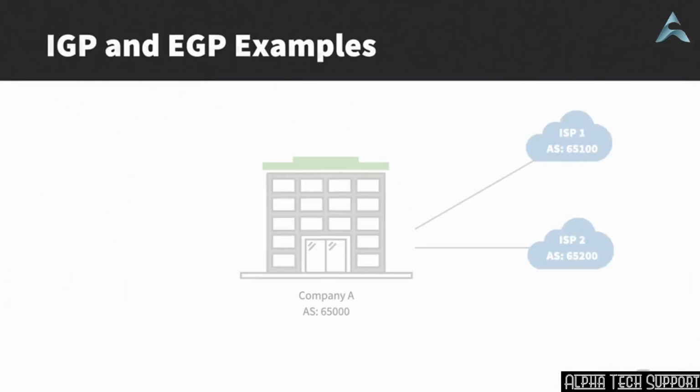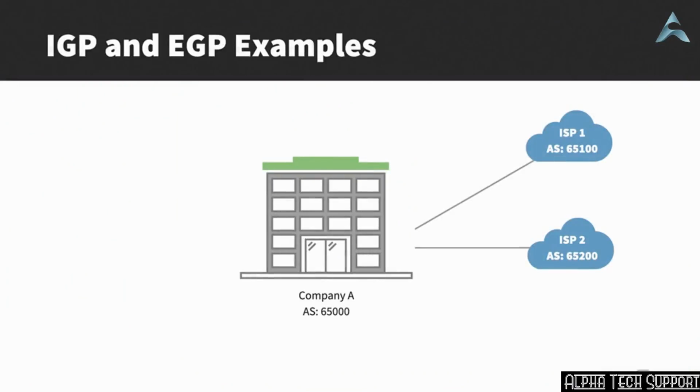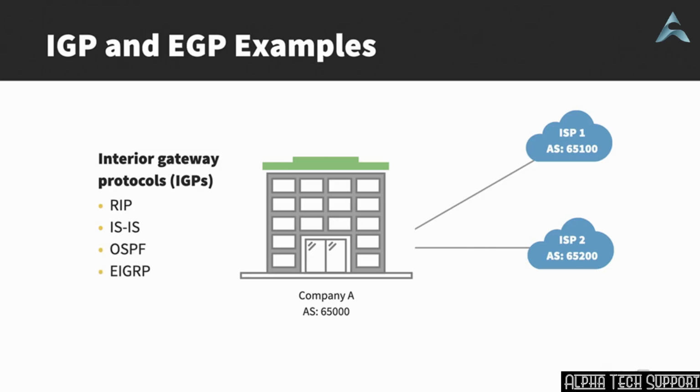In a case like this, Company A is autonomous system 65,000. One ISP is 65,100. Another ISP is 65,200. But within Company A, within that autonomous system, we're going to be running some sort of an IGP, an interior gateway protocol. And again, examples of those might be the Routing Information Protocol, or RIP, ISIS, that's intermediate system to intermediate system, OSPF, that's open shortest path first, and EIGRP, the Enhanced Interior Gateway Routing Protocol.